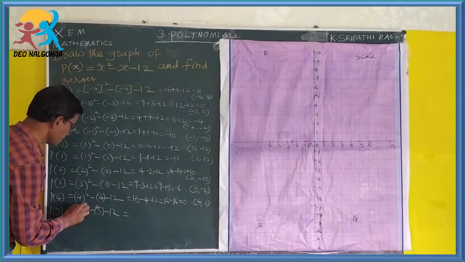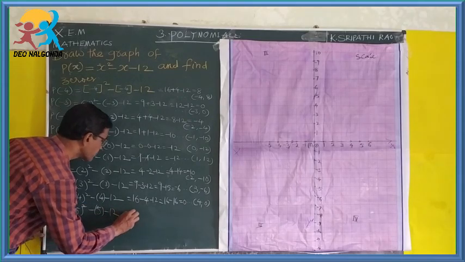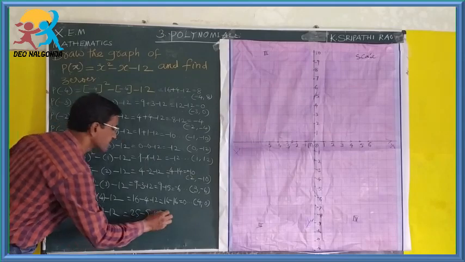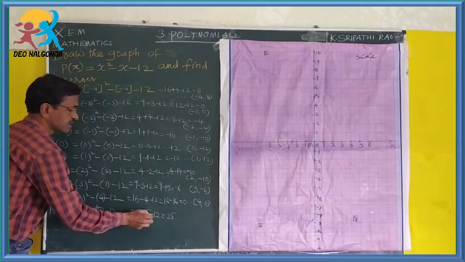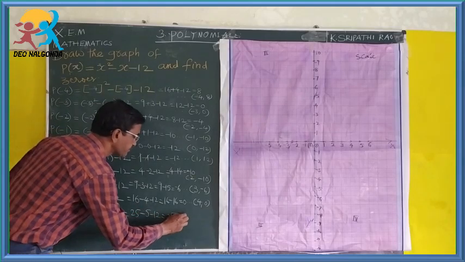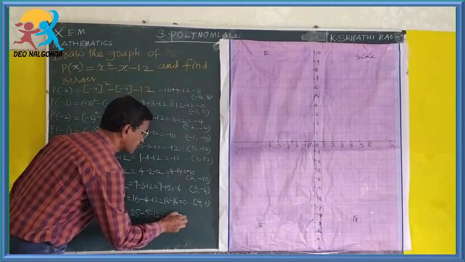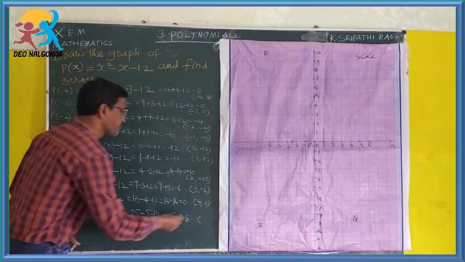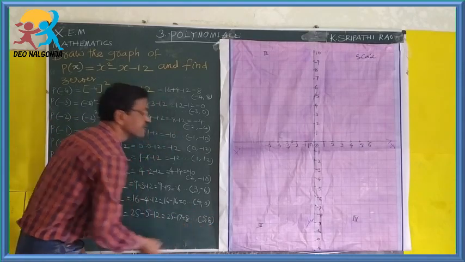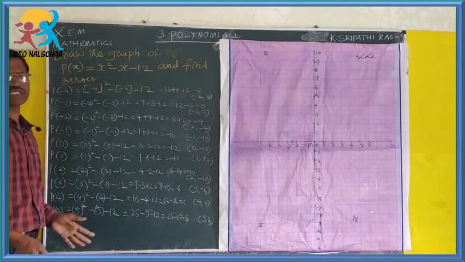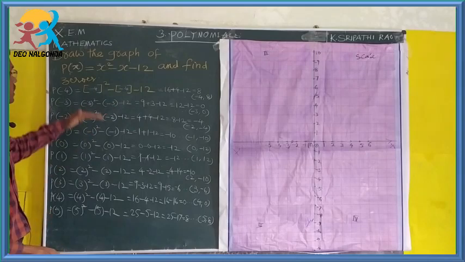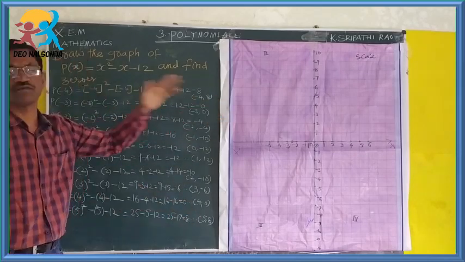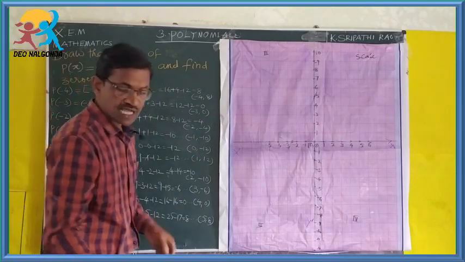Let us take 5 also. 5 squared is 25, minus 5 minus 12. 25 is a positive number, add these negative numbers together, then 25 minus 17 is 8. So we got here 5 comma 8, enough. We can take many points, this much is enough. Now plot all these points on the graph, we will get a geometrical figure.